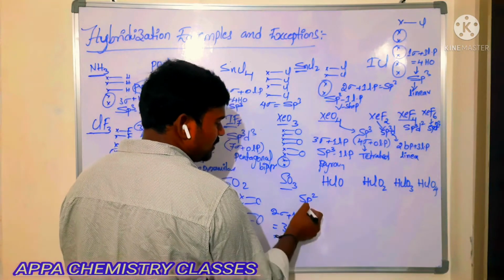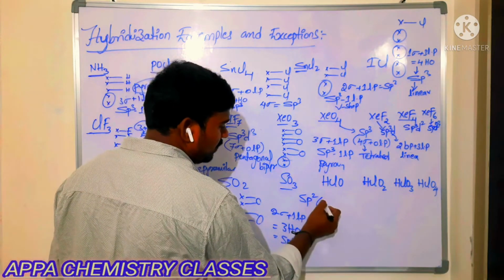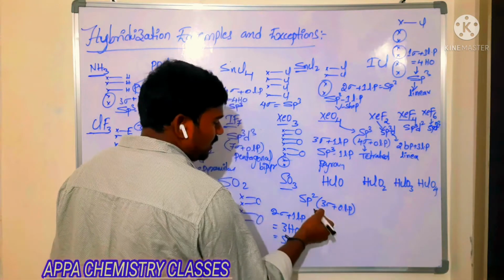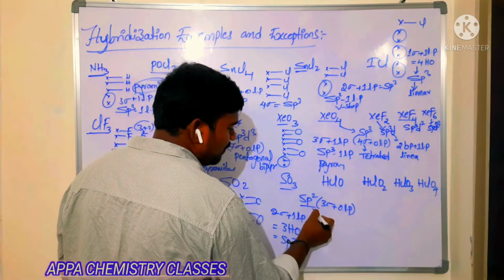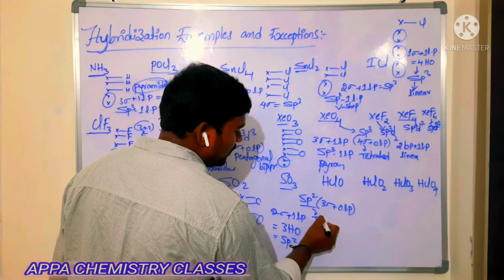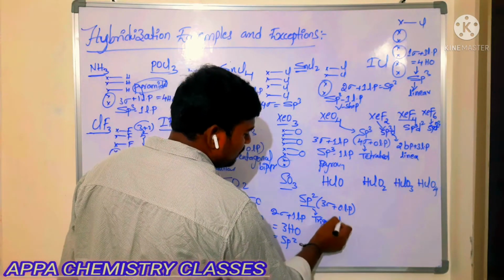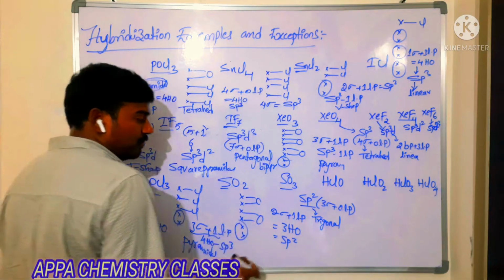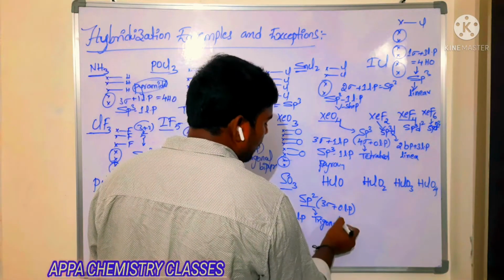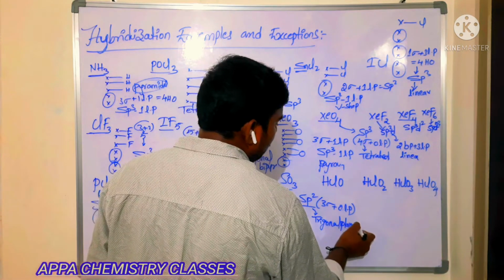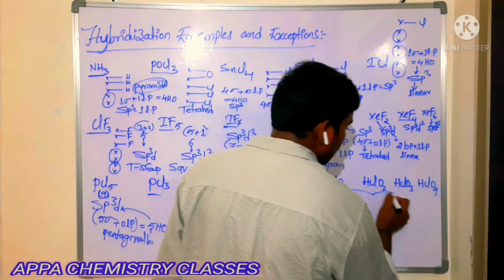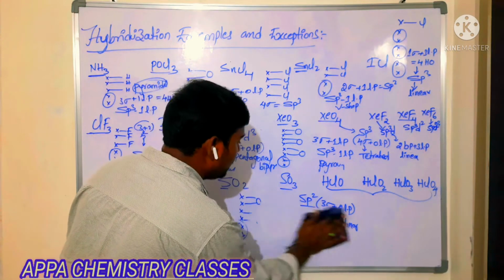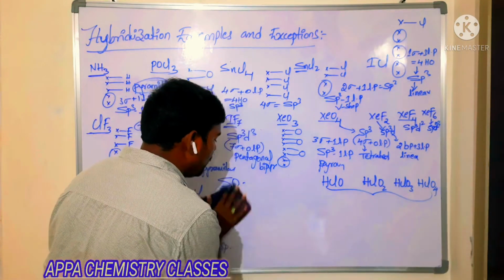In SO3 we get sp2 hybridization but with 0 lone pairs: 3 sigma bonds plus 0 lone pairs. Which geometry here? Trigonal planar. Both have the same hybridization but the geometry is different due to the presence of a lone pair. Now HOCl, HClO2, HClO3, HClO4: in these oxy acids, chlorine participates in sp3 hybridization.